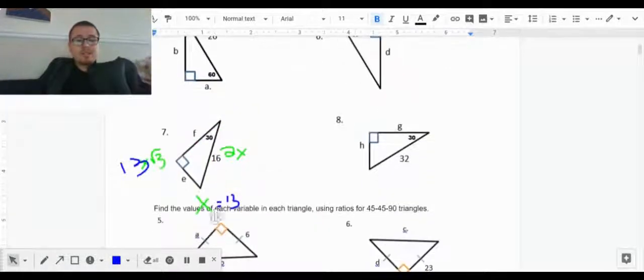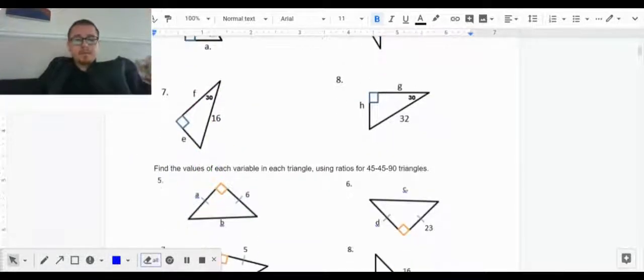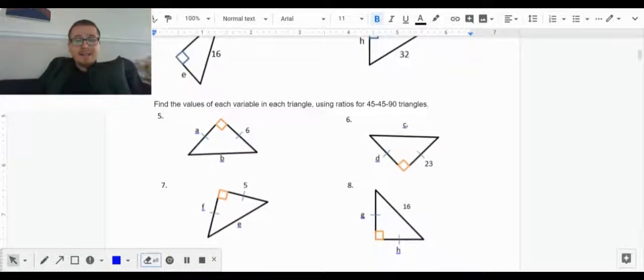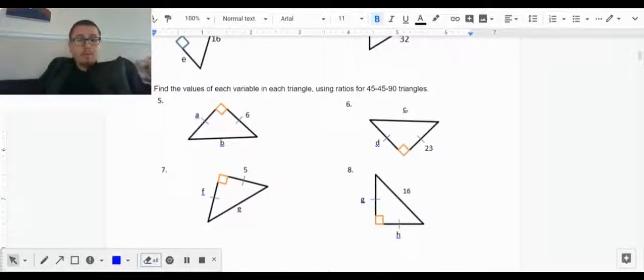So for the 45-45-90s, same deal. You've got to remember the ratios. So if we remember, for the 45-degree sides, x, they're equivalent. And then for the hypotenuse, you have x times the square root of 2. So if our x side length is 6, then we know that our hypotenuse is 6 times square root of 2. It's that simple.